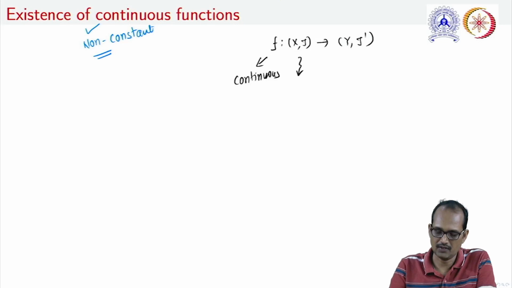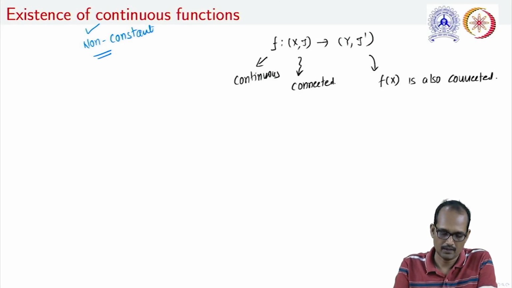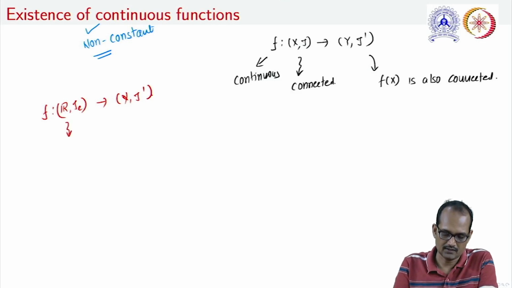and the space is connected. Then its image, that is f of X, is also connected. Now, if we are taking a function from the real line with Euclidean topology to a topological space, let us take (Y, tau dash). Note that R is connected and the subsets which are connected are intervals.